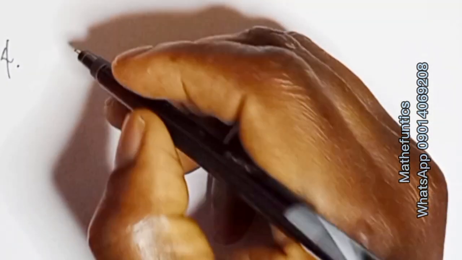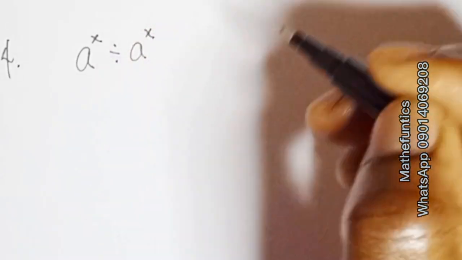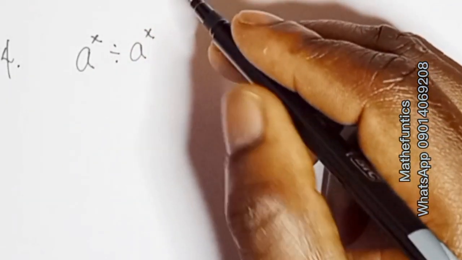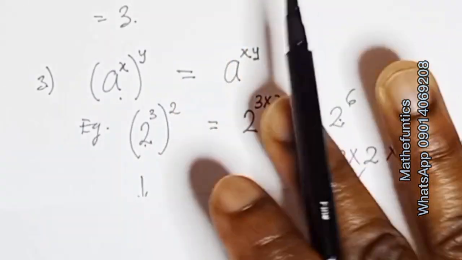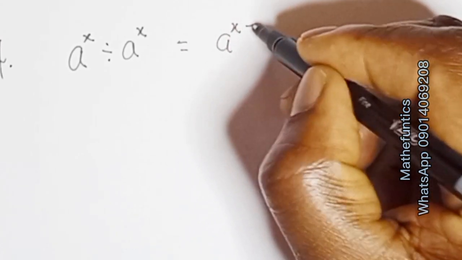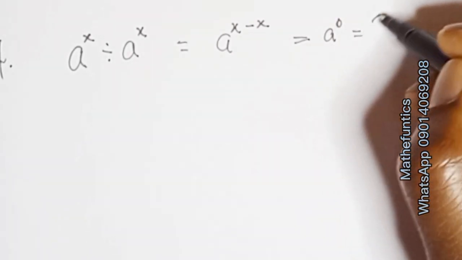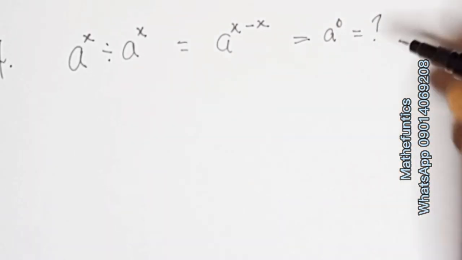Okay, the next one we'll talk about is, what if I have the same powers? I have something like this, a raised to power x divided by a raised to power x. Now from the second rule we talked about, this should have given me a raised to power x minus x, which is a raised to power 0. Then what would this give me? A raised to power 0 would be what?